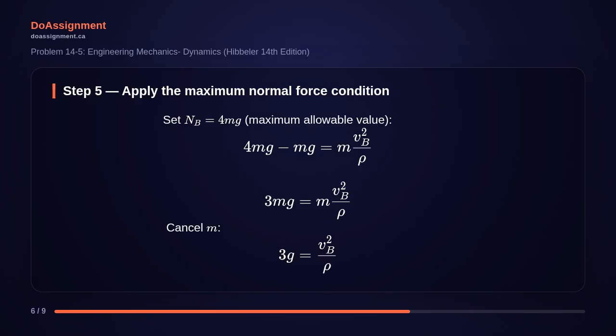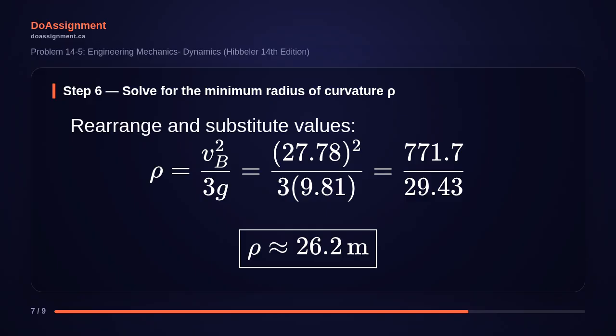Setting the normal force equal to its maximum allowable value of 4 mg and substituting the weight term, 4 mg minus mg gives 3 mg on the left side. The mass cancels from both sides, leaving 3g equals vb squared over ρ. Rearranging gives ρ equals vb squared divided by 3g.